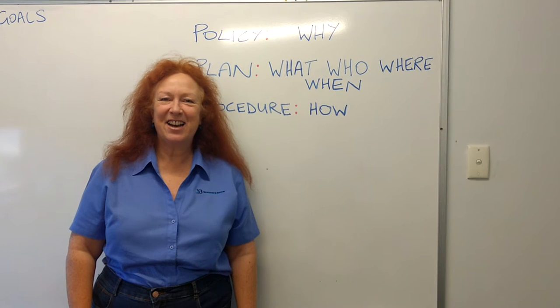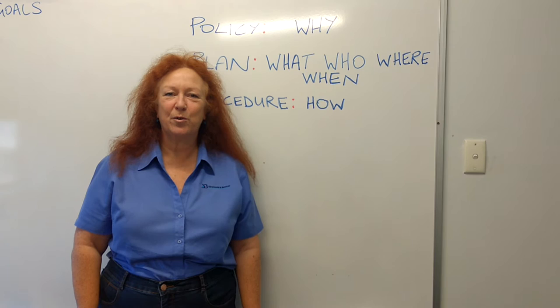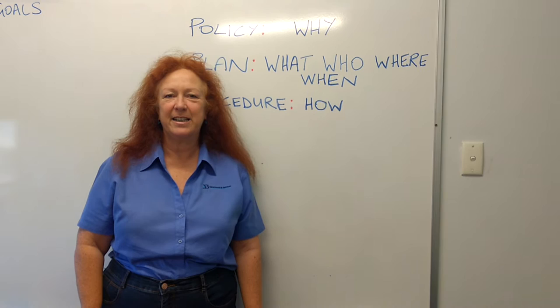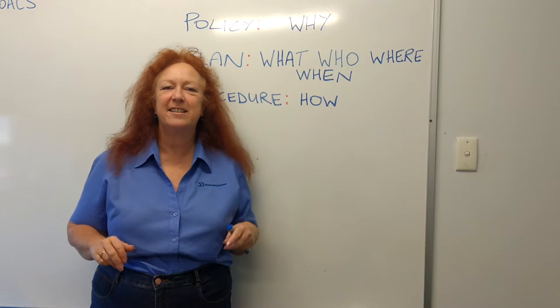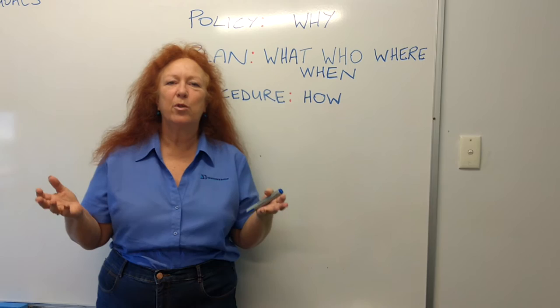I'm going to have a little talk to you first of all about policies, plans and procedures and how they relate to each other. I'm going to use the 5 W's and an H to help us understand these concepts. So let's start off with policy. That's generally the why you're doing something.